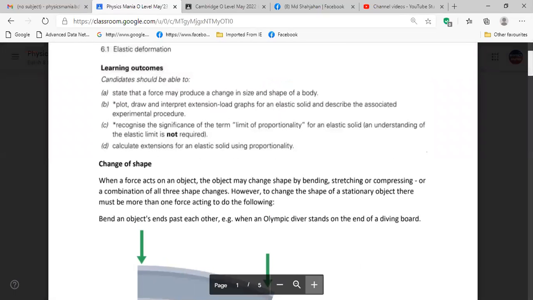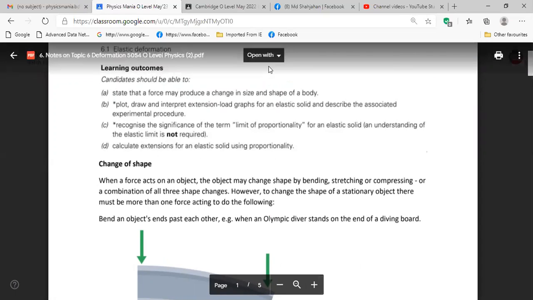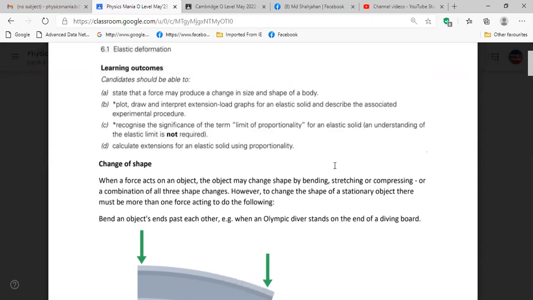Candidates should be able to: A, state that a force may produce a change in size or shape of the body. B, plot, draw, and interpret extension-load graphs for an elastic solid and describe the associated experimental procedure. C, recognize the significance of the term limit of proportionality for an elastic solid. An understanding of the elastic limit is not required. D, calculate extensions for an elastic solid using proportionality.